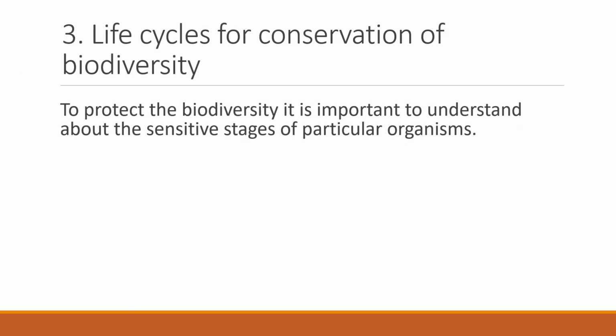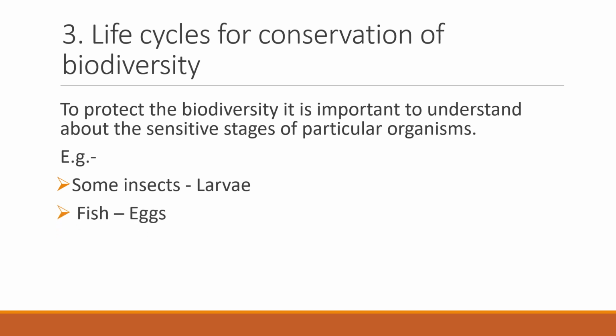Also, it is very important in the conservation of our biodiversity. So, to conserve the organisms in our environment, we should have a clear idea about their life cycle. So, if you have a clear idea about the life cycle, you will be able to know what the sensitive stages of the life cycle of that organism are. So, for example, if you consider some insects, the larva is the most sensitive stage. Sensitive stage means the stage of the life cycle that can be easily destroyed by some external factors.